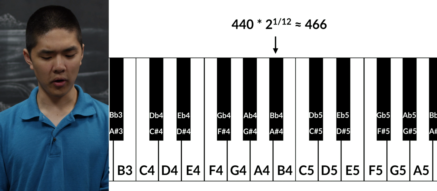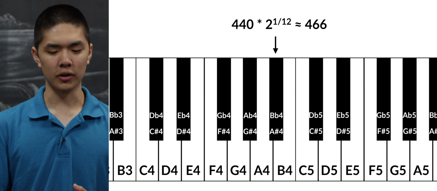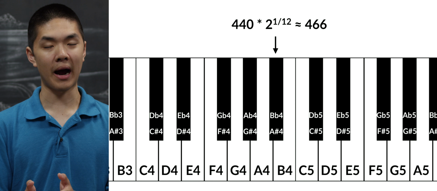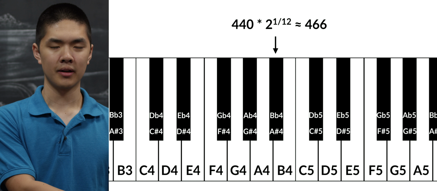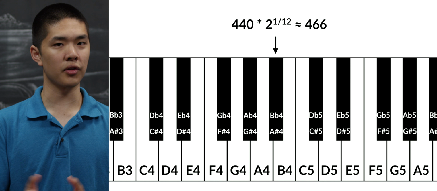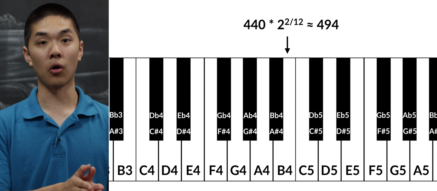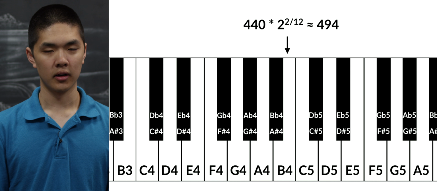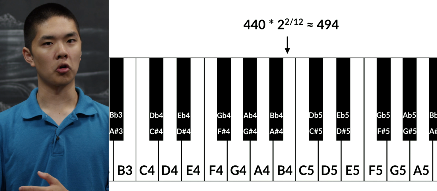What about one more semitone up to B4, the next semitone after A#4? Well, we'll take 466 approximately and multiply that by 2 to the power of 1/12, which is really the same thing as taking 440 and multiplying it by 2 to the power of 1/12 twice, which is also the same thing as taking 440 and multiplying it by 2 to the power of 2/12, which would come out to be about 494 hertz.